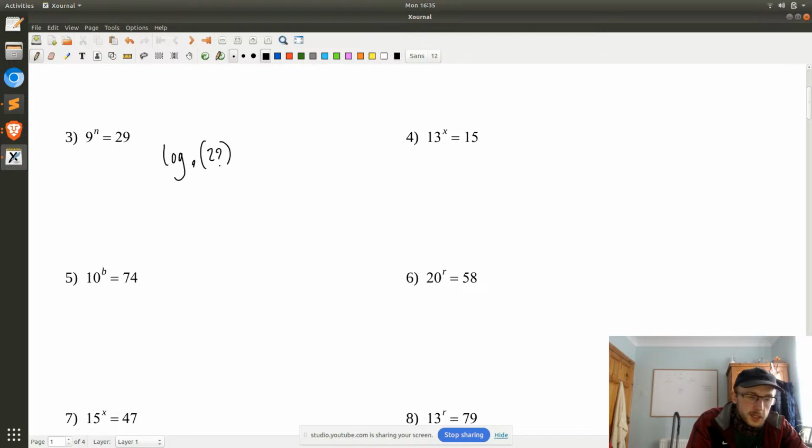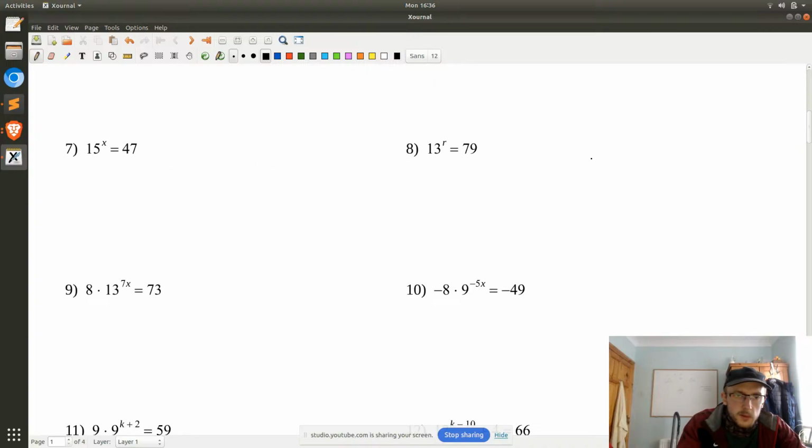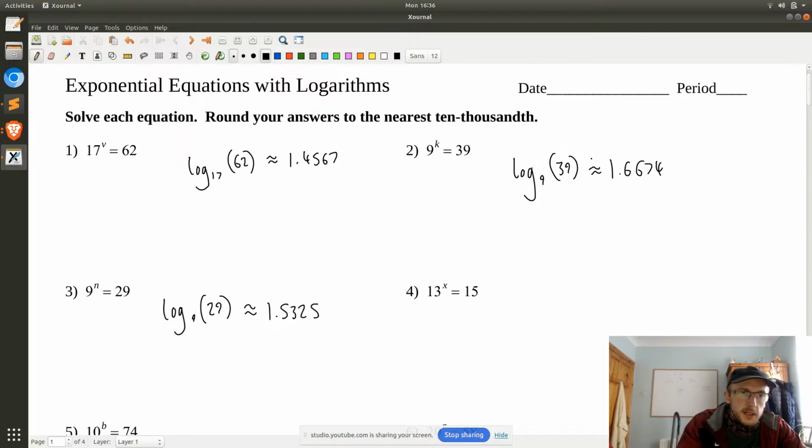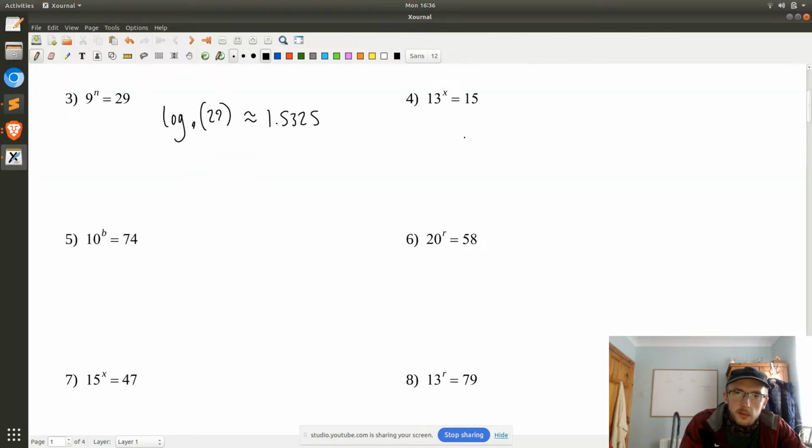Log base 9 of 29. That. How long does it go on like this for? It's getting pretty tedious. Just a few. Okay, log base 13 of 15 is about 1.0558.